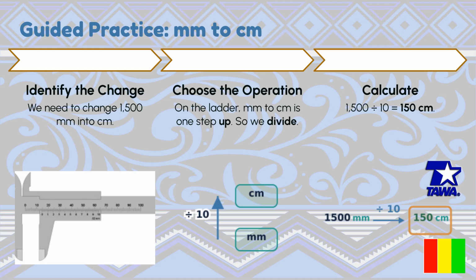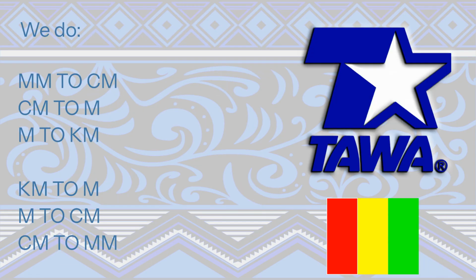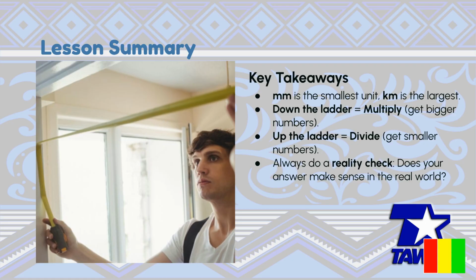For our guided practice, we will convert 1,500 millimeters to centimeters. We identify the change, choose the operation, which is division since we move one step up, and calculate to get 150 centimeters. Now, try these conversions on your own, from millimeters to centimeters, centimeters to meters, meters to kilometers, and back. To summarize, millimeters are the smallest unit, and kilometers are the largest.